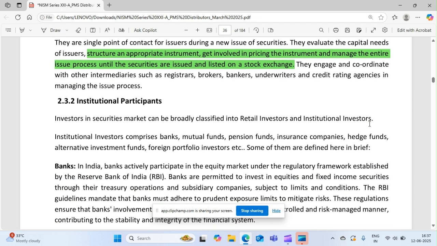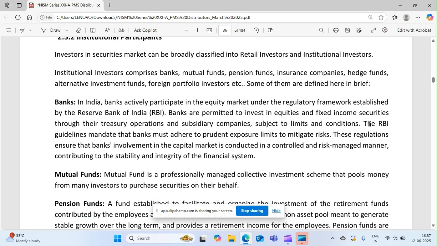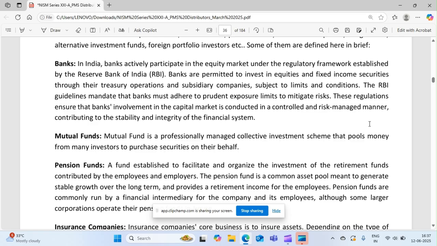Now we have institutional participants. Remember, we have individual participants, individual investors, and we have institutional participants. Banks are there. We know banks. What do they do? They accept deposits. Okay. But they also invest in shares. They invest in fixed income securities. They are investors also. And they are issuers also because banks may raise capital from the market.